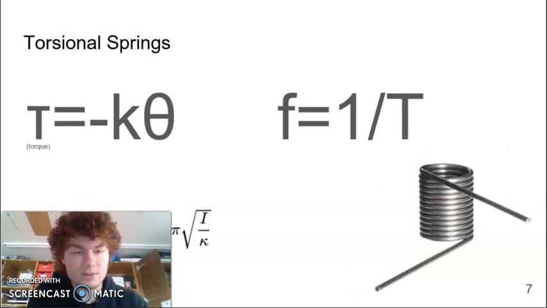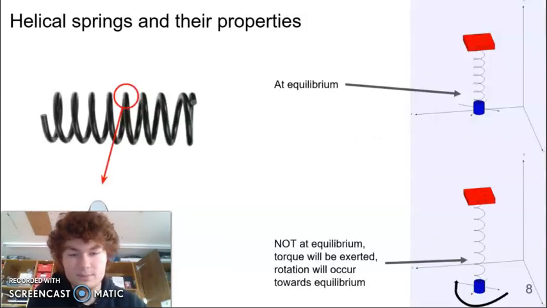A torsional spring is a spring that works by twisting. When it is twisted about its axis by an angle, it produces a torque proportional to the angle of twisting. This is shown by the previously mentioned equation. The frequency for torsional springs is shown here, as well as the time period. The spring that I'm going to use is a helical spring.